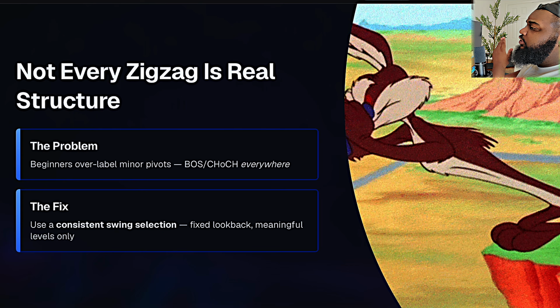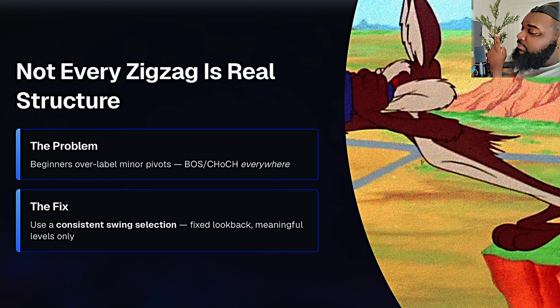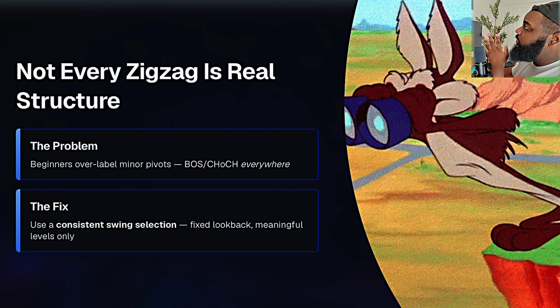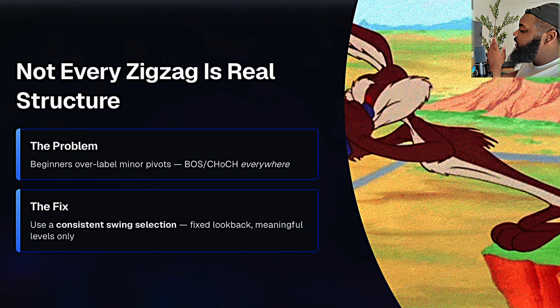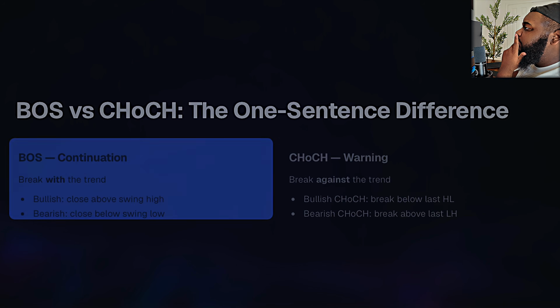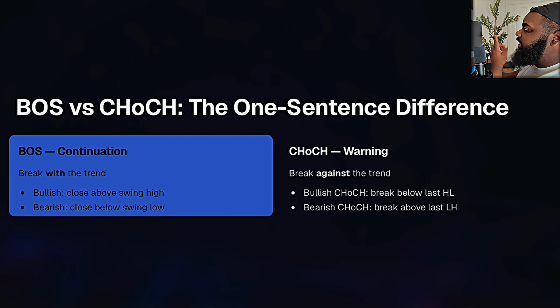So the fix is you want to use consistent swing selections and fixed look back, meaningful levels only. So you only want to make sure that you are doing the external highs and lows and not the internal. So let's continue to keep going. Break of structure versus change of character.